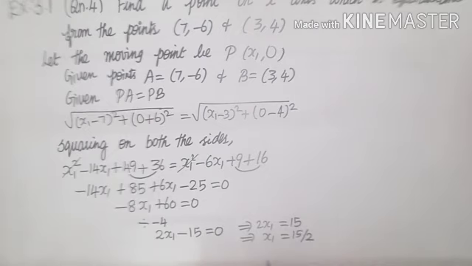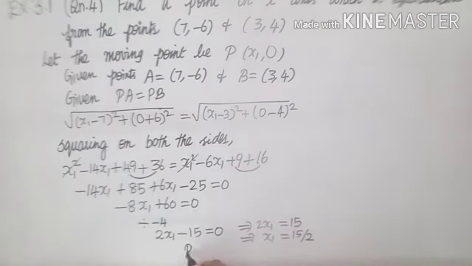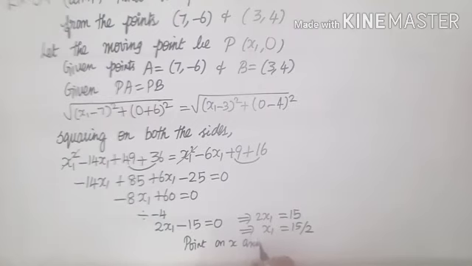The question is to find a point on x-axis. So, the required point on x-axis is 15 by 2, comma, y value is 0. So, (15/2, 0) is the required answer.